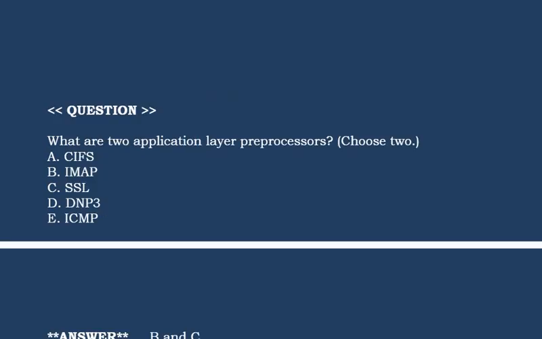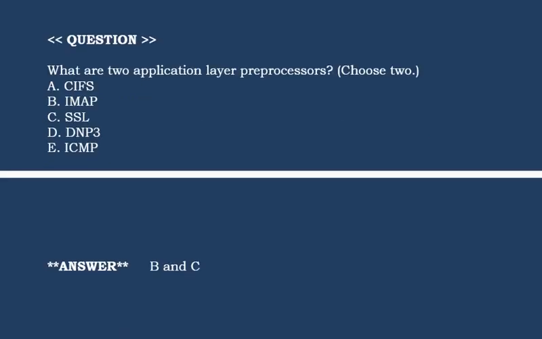Next question is what are two application layer preprocessors? Choose two options. Option A CIFS, option B IMAP, option C SSL, option D DNP3, option E ICMP. Correct answer is option B and option C.